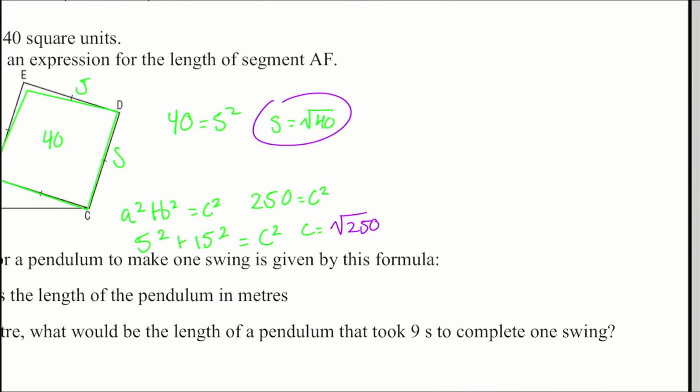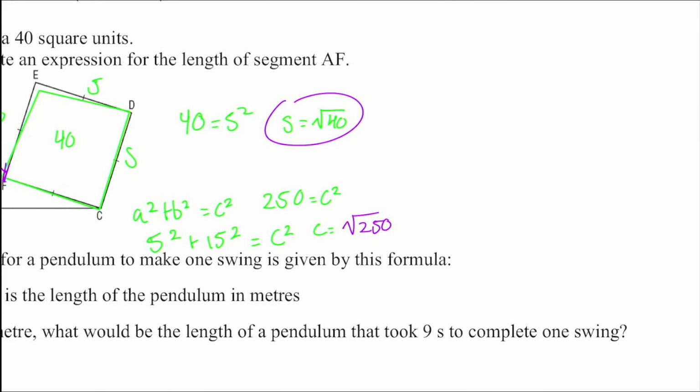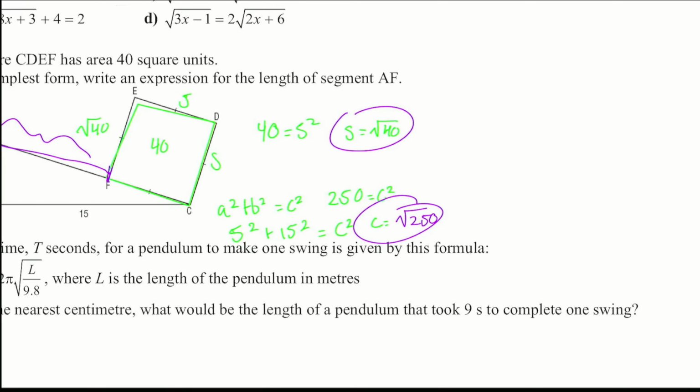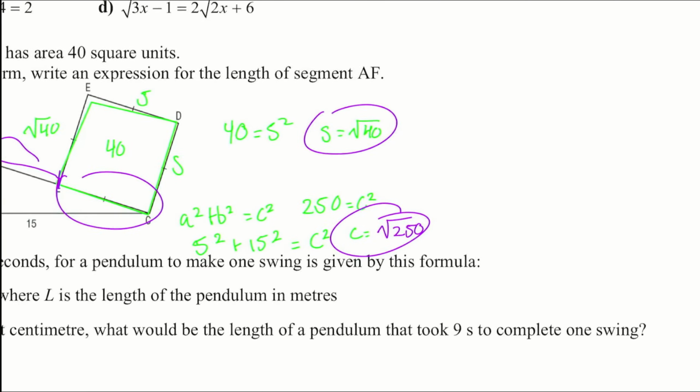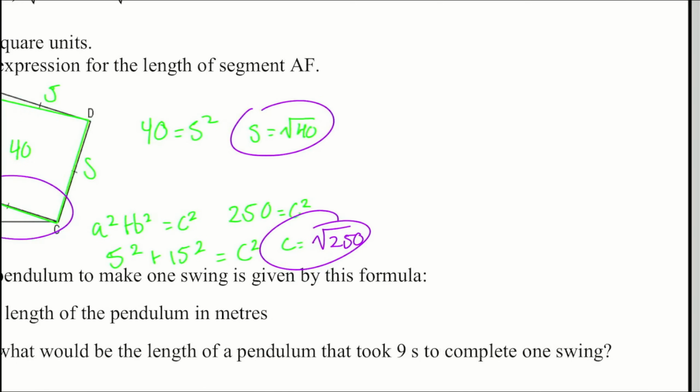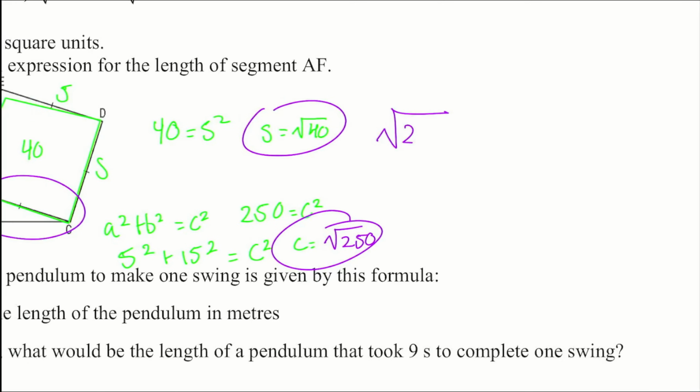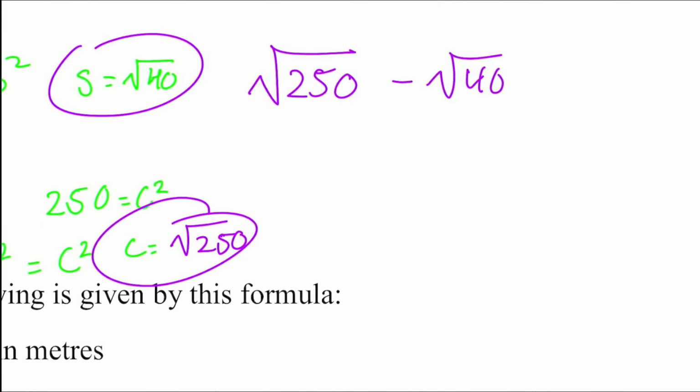So now let's do this. This entire length, this c, represents the length of the hypotenuse. If we're subtracting the length of the square from it, that'll give us the length of A to F. So root of 250 minus the root of 40. Remember, in order to subtract, we need to do a couple things first. We need to break this down. So you have 25 times 10, 5 times 5 and 5 times 2. This gives us 5 root 10.